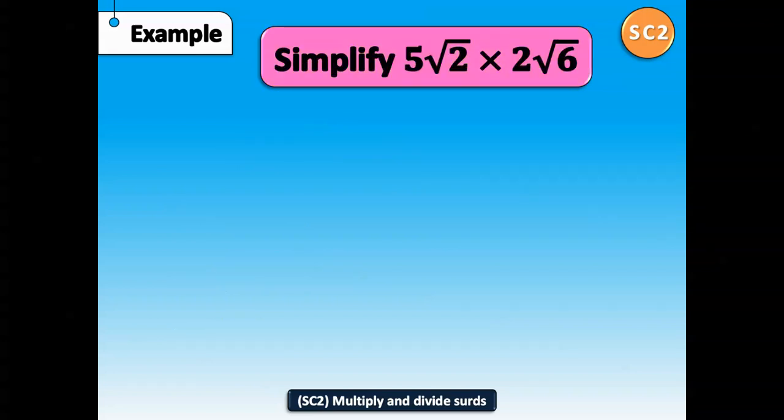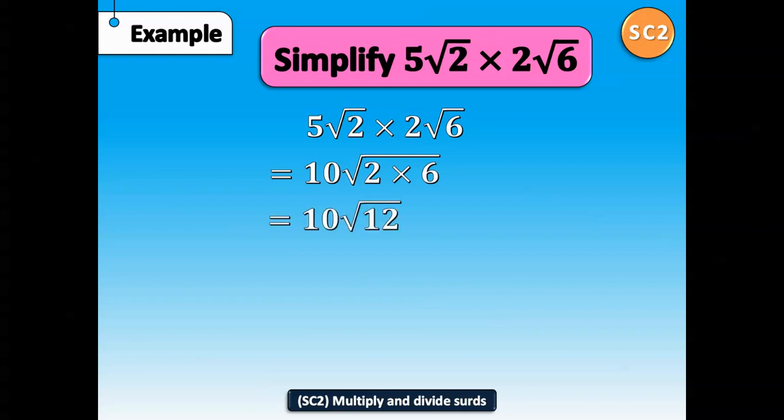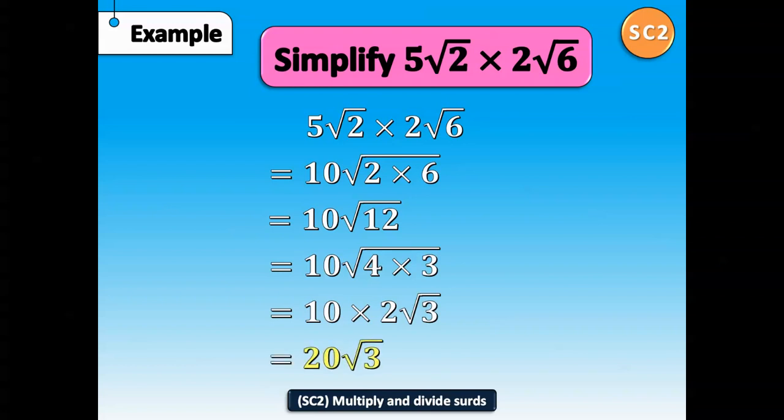This time, we want to multiply 5 root 2 times 2 root 6. So we can start by multiplying the numbers in front together. So 5 times 2 is 10. And then we can multiply the surds together. So root 2 times root 6 is root 12. Now we can simplify root 12 because that's root 4 times 3. The square root of 4 is 2. And then we can multiply 10 and 2 together. So our final answer is 20 root 3.